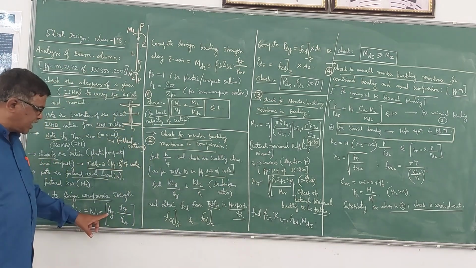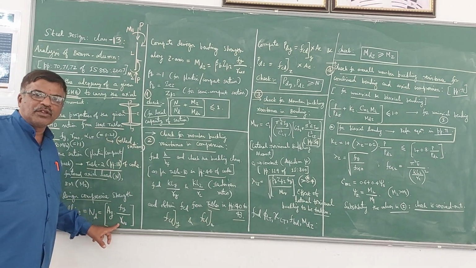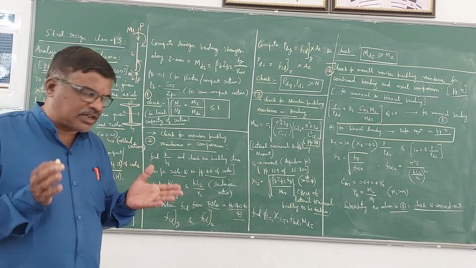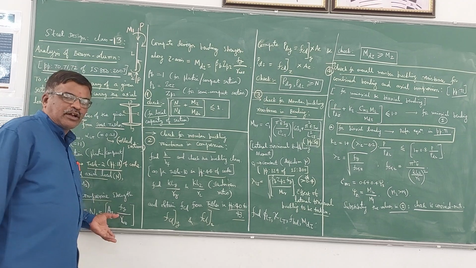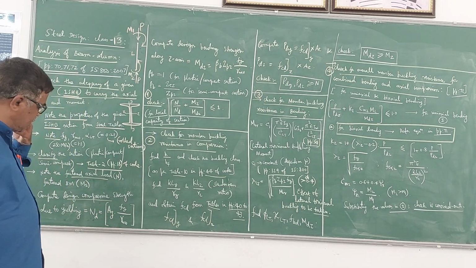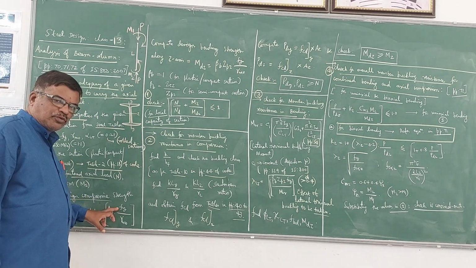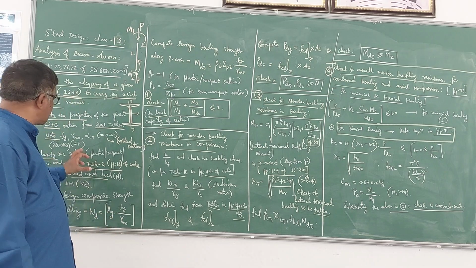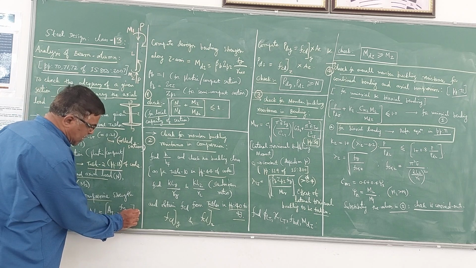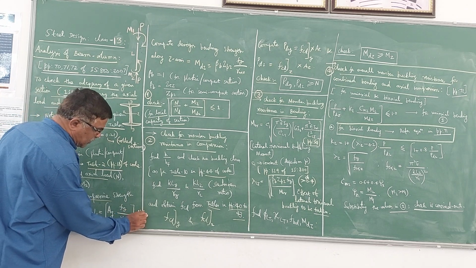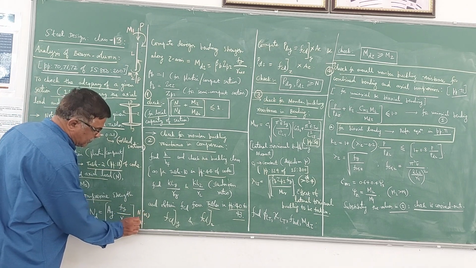So Nd is given by Ag into fy by gamma m0, where Ag is the gross cross-sectional area of that ISHB section provided, which you can get in millimeter square from the steel tables. fy is of course 250 MPa and gamma m0 is 1.1. So this is one value you are going to get. Of course this can be in newtons or kilonewtons.